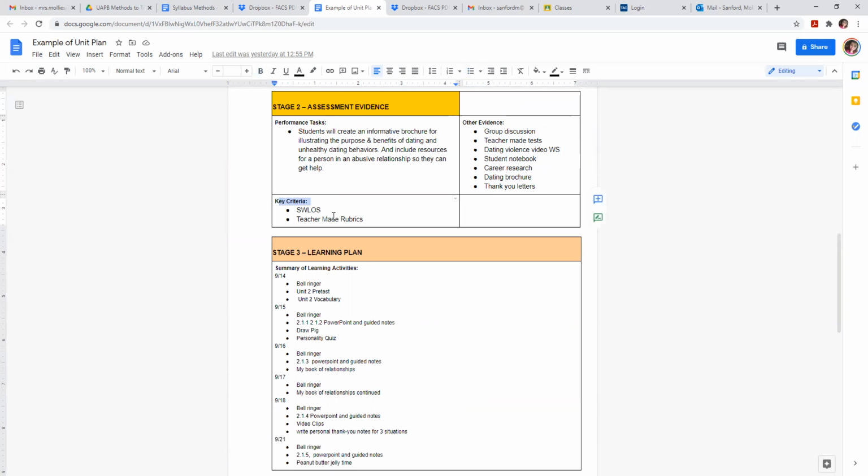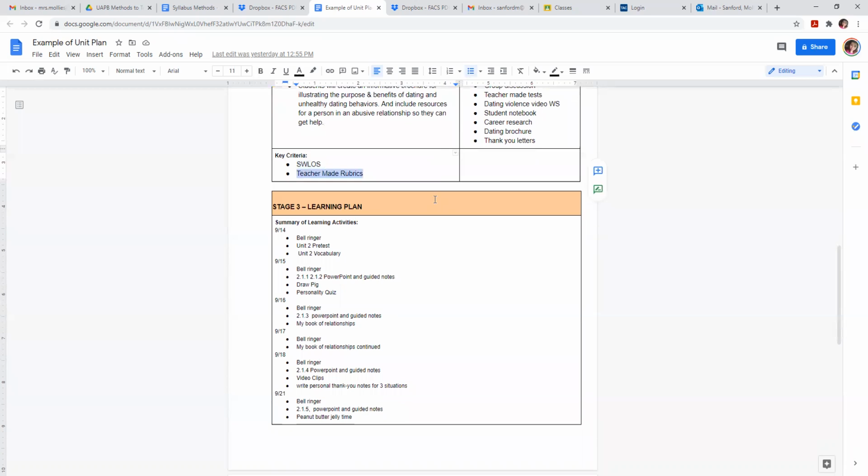Key criteria, SWILOs, that's school-wide learning outcomes. This is what I'm going to grade based upon. Teacher-made rubrics, I'm going to grade based upon rubrics that I'm going to create myself.